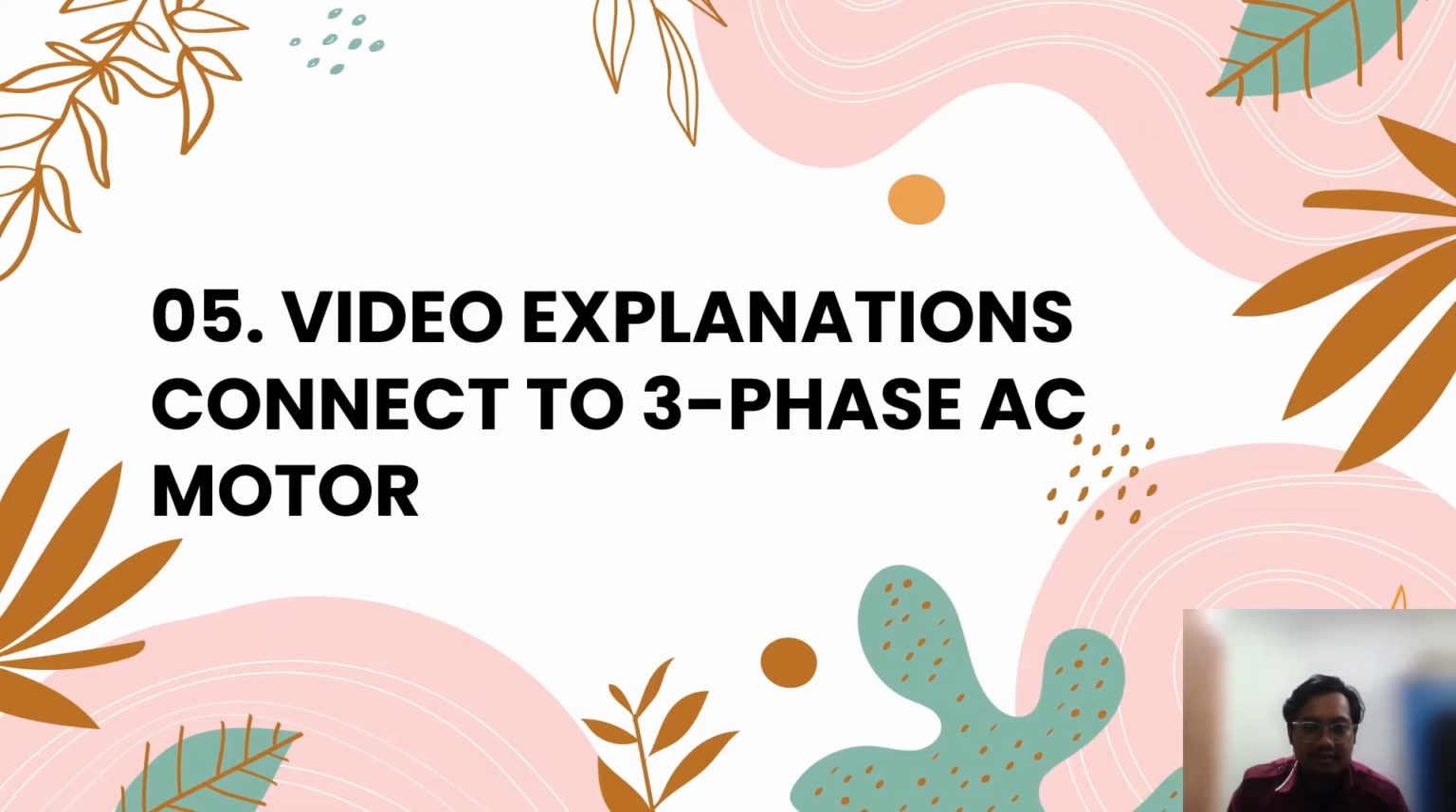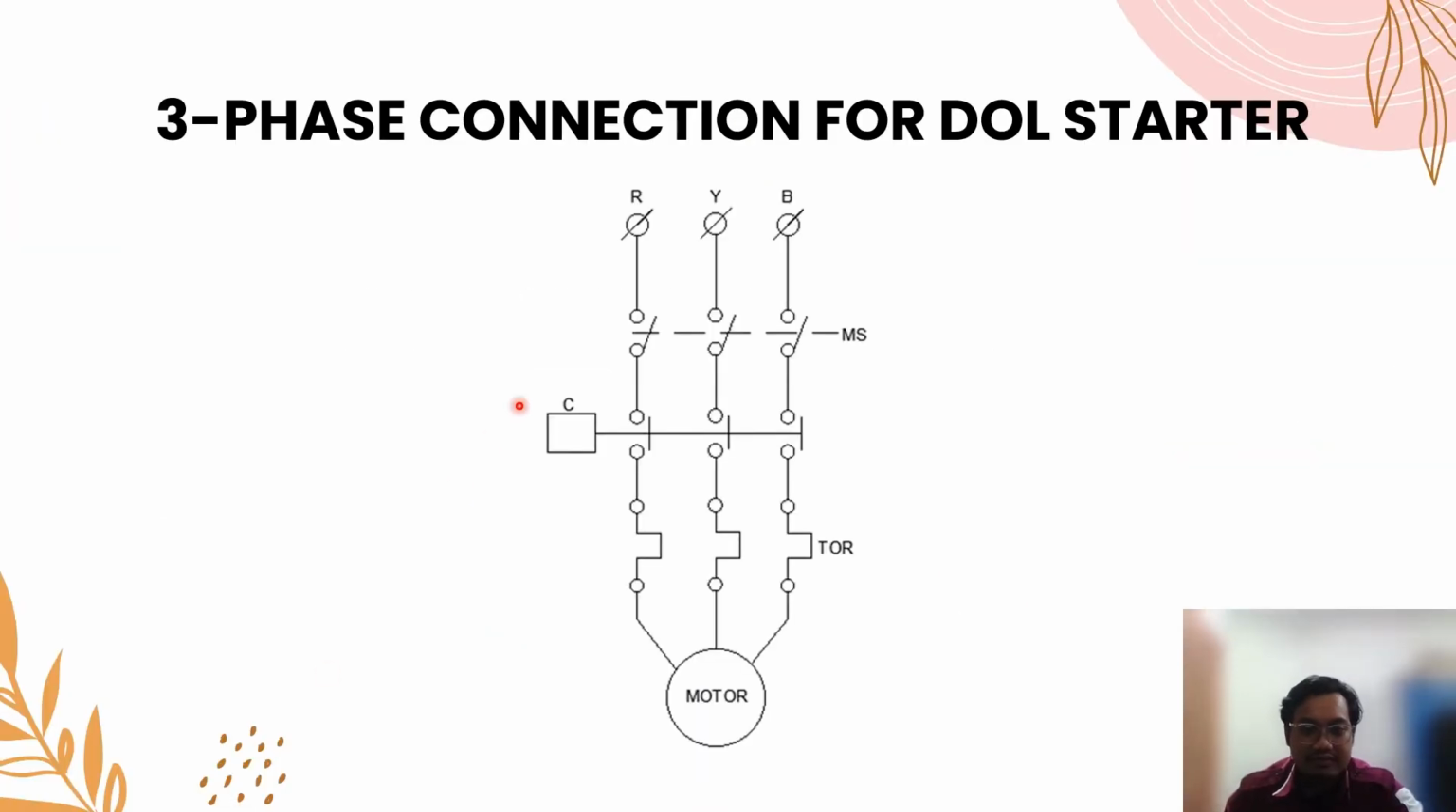Okay, next I will present point number 5, which is the video explanation of connecting a three-phase AC motor. This is the three-phase connection for the DOL starter. From the three-phase supply, we connect to the MCCB, and then the output of the MCCB is connected to the contactor. Next, the output of the contactor is connected to the input of the TOR, and the output of the TOR is connected to the AC motor.